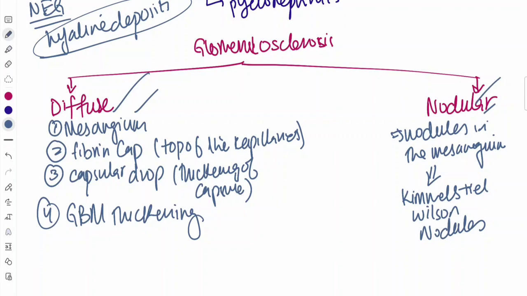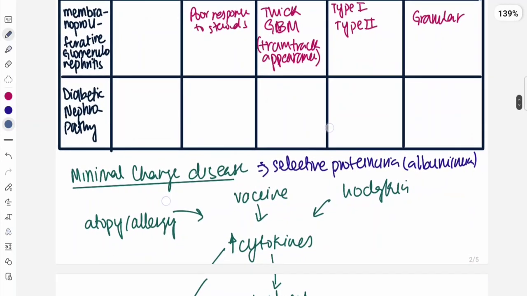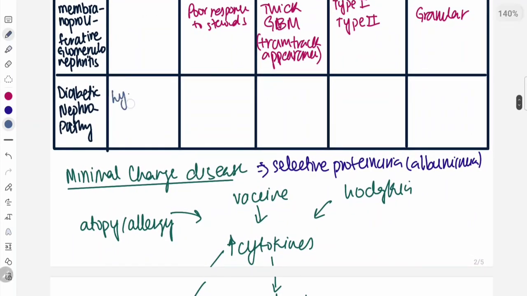Now let's complete the table. So in the table, what are you going to write? What is the etiology? Hyperglycemia is the etiology.